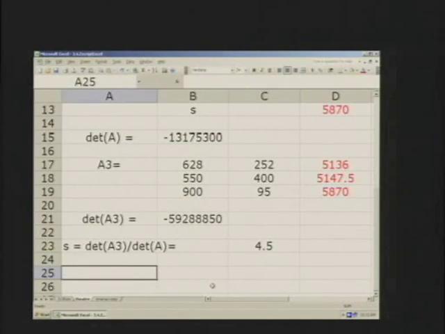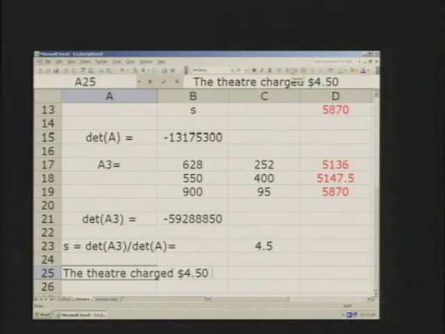So the result is, the theater charged $4.50 for a senior ticket.